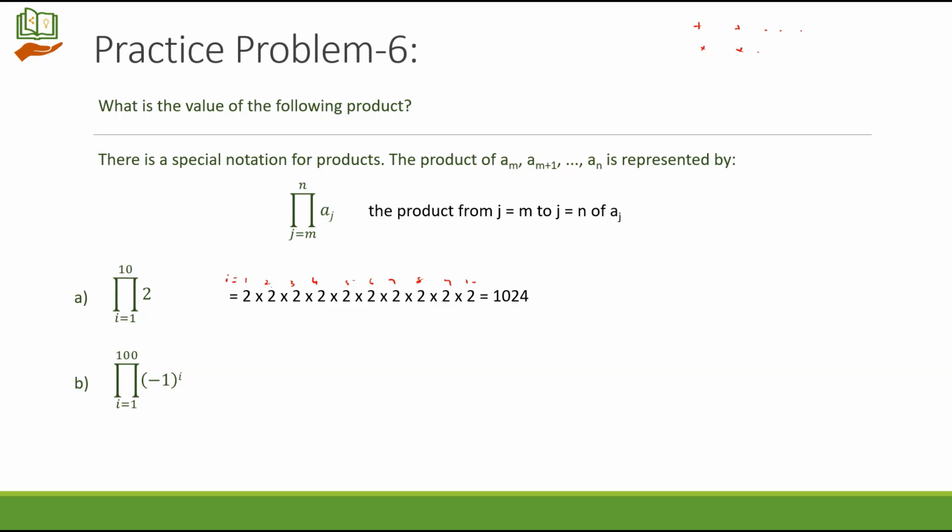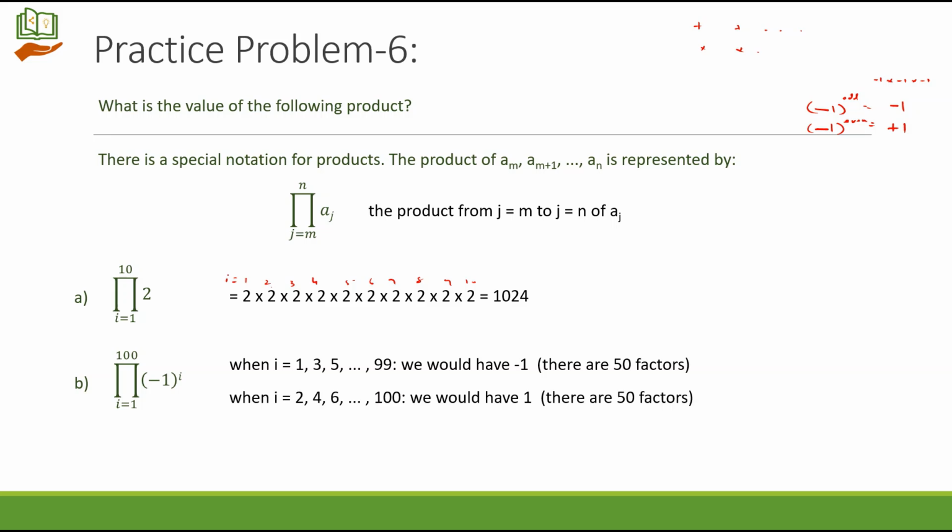Now what about the second sub problem? When you have minus 1 power some odd number, this will result in minus 1 because you are going to multiply minus 1 for an odd number of times. When you have minus 1 for an even number of times, it will result in plus 1. When i is equal to 1, 3, 5 up to 99, we would have minus 1. This is for the odd i value, and when i is equal to 2, 4, 6 up to 100, this is for the even i value, we will have plus 1.